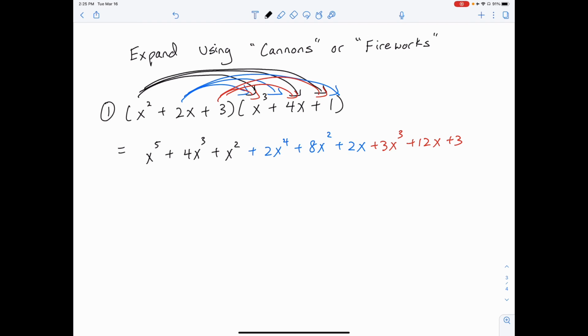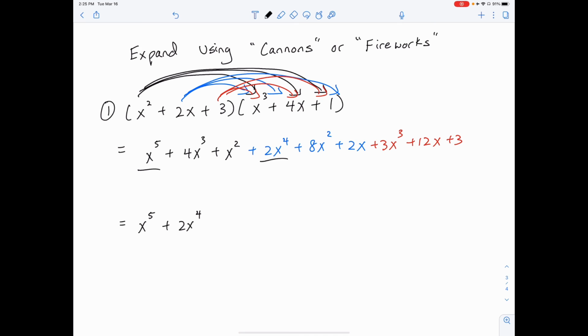In terms of x to the 5, we just have that on its own. So we can just write x to the 5. In terms of x to the power of 4, looks like that's the only one on its own. So that's going to be plus 2x to the 4. X cubed, we see that we have it here and here. So this will end up giving us plus 7x cubed. Then we take a look at the x squareds, which we see over here and over here. And that's about it. So together there, that gives us 9x squared.